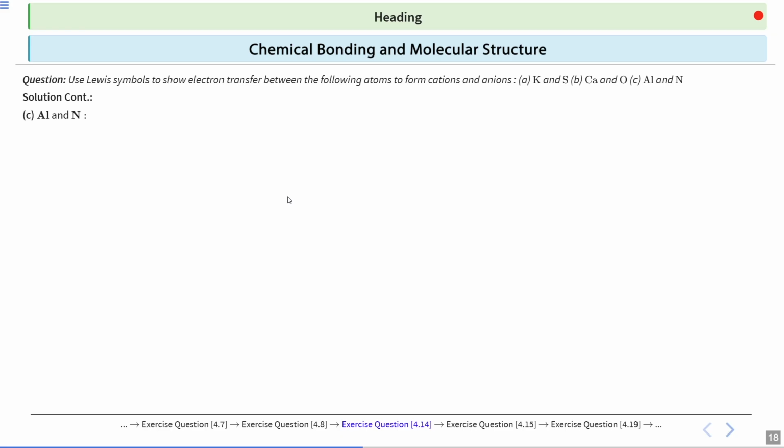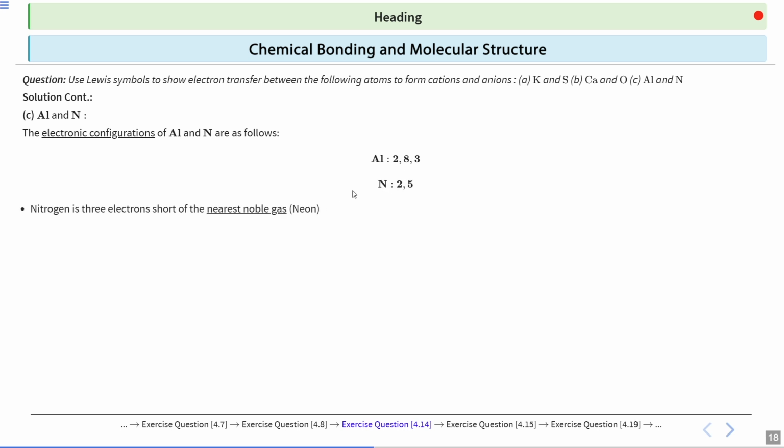The last one is related to aluminium and nitrogen. What will be the electronic configuration of aluminium and nitrogen? For aluminium, it will be 2,8,3, and for nitrogen, it will be 2,5. Now from the configuration, we know very well that nitrogen will need 3 more electrons to complete its octet, as it belongs to group 15. Therefore, aluminium will lose these 3 electrons because it has 3 electrons extra than its octet.